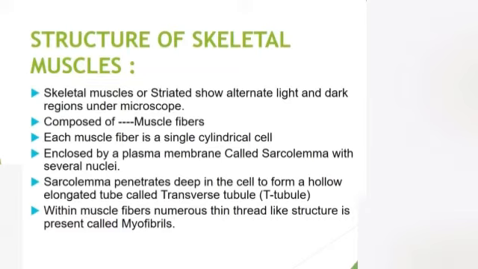Okay students, let's conclude the structure of skeletal muscles as we discussed in the diagram. Skeletal muscles, or striated muscles, show alternating light and dark regions under the microscope. Skeletal muscle is basically composed of muscle fibers, and each muscle fiber is cylindrical in shape, enclosed by a membrane called the sarcolemma, with several nuclei. Each sarcolemma penetrates deep into the cell to form an elongated tube-like structure called the T-tubule or transverse tubule. And within the muscle fiber, numerous thin thread-like structures are present, which are called myofibrils.